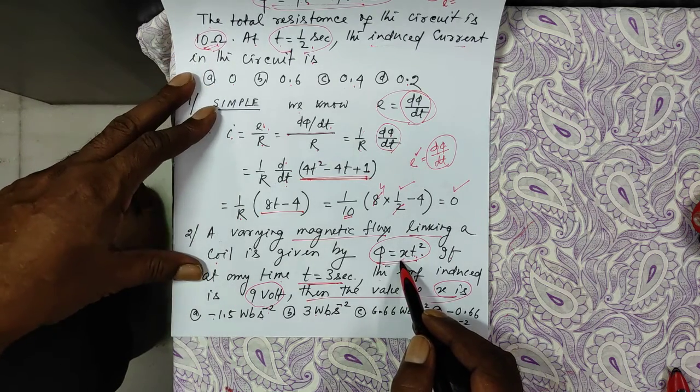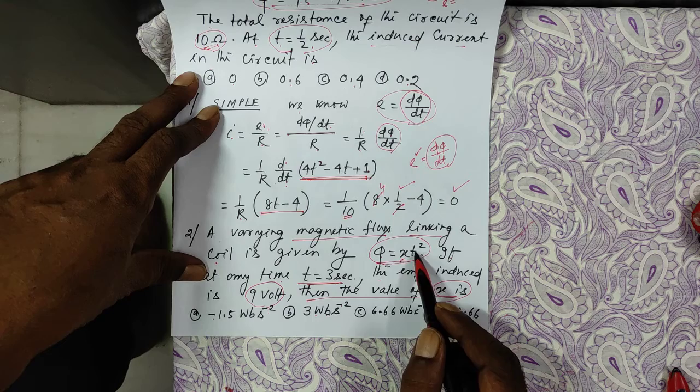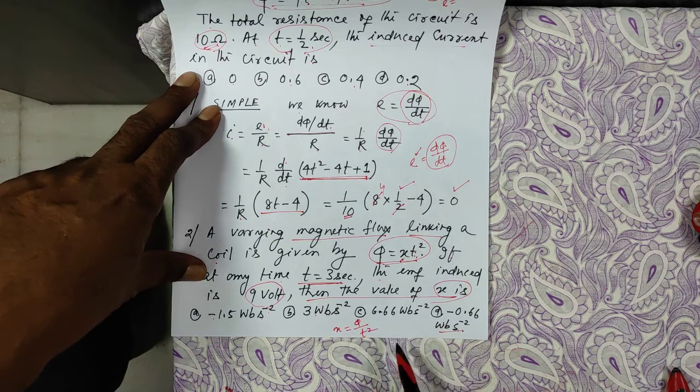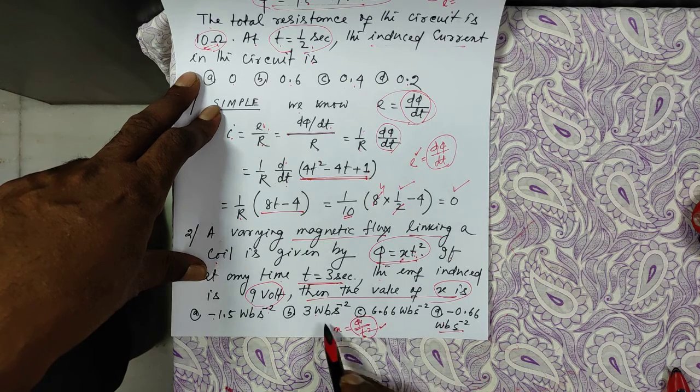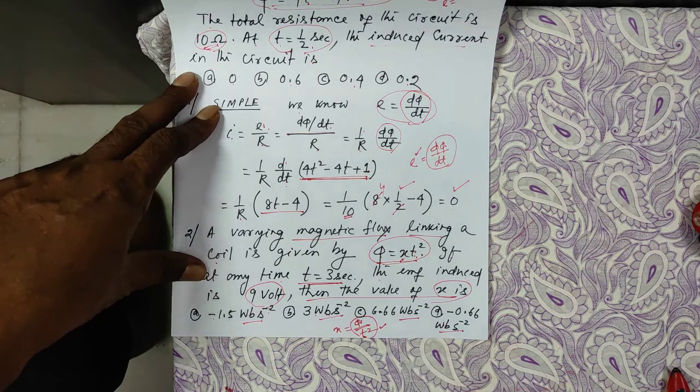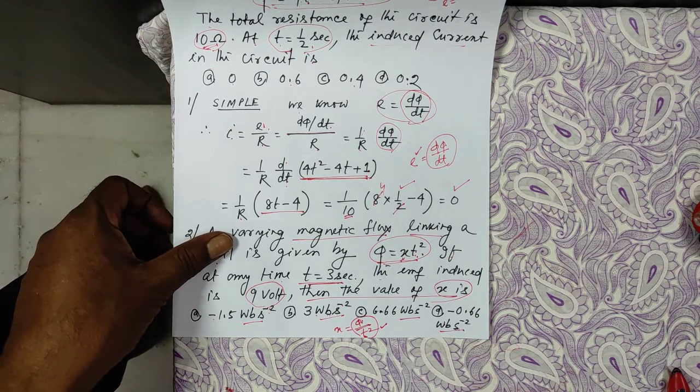Because from here, if you keep x on one side, bring t square to the other side, so your x becomes phi over t square. Phi is measured in Weber, the flux. Time is in second. So Weber per second square. So that will be the unit. Let us discuss.